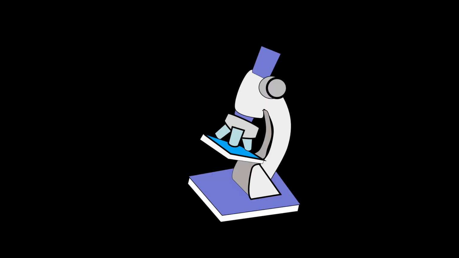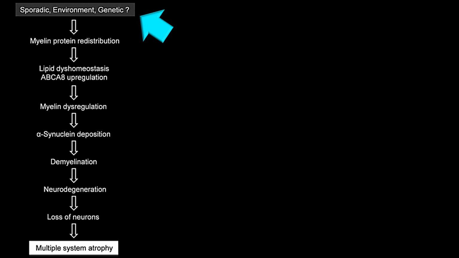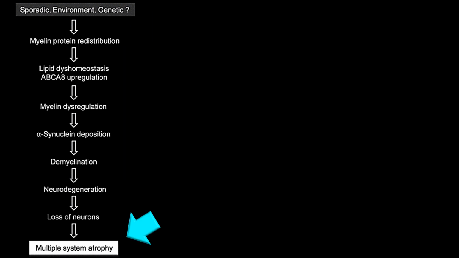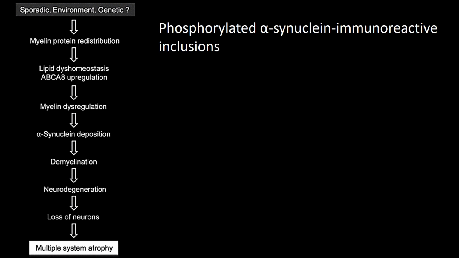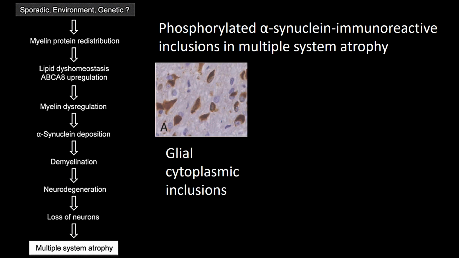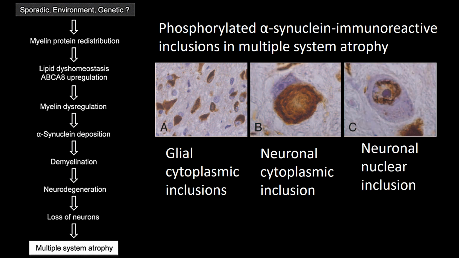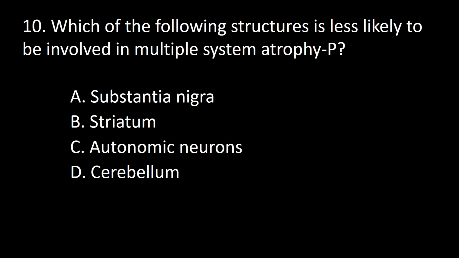The pathophysiology of multiple system atrophy is readily understood if we consider the steps leading to MSA. Sporadic environmental and genetic factors trigger a set of pathologies leading to atrophy involving multiple neurological systems. One of these steps is the deposition of synuclein. The deposition of this substance produces inclusion bodies that can be found in the bodies of glial cells, in neuronal cytoplasm, and in the neuronal nucleus. So the answer to this question is D.